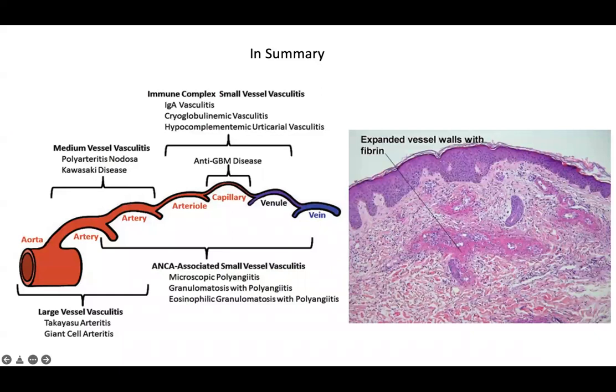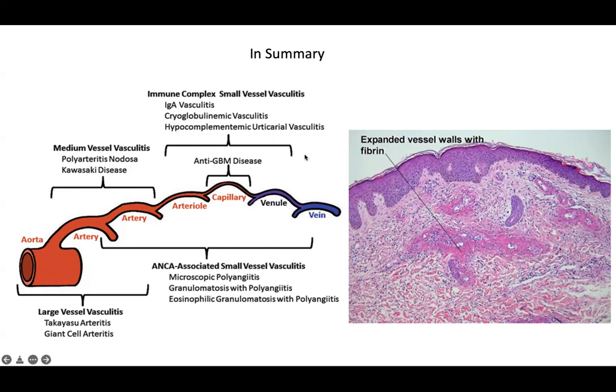So we've talked about a lot in this lecture. We've covered a lot of ground. But in summary, I would like to bring your attention to this cartoon again, which shows you how to organize the large vessel vasculitis, such as Takayasu's arteritis and giant cell arteritis, the medium vessel vasculitis, including polyarteritis nodosa and Kawasaki disease, the ANCA-associated small vessel vasculitis, including microscopic polyangiitis, granulomatosis with polyangiitis, and eosinophilic granulomatosis with polyangiitis, your immune complex small vessel vasculitides, including IgA vasculitis or Henoch-Schönlein purpura, cryoglobulinemic vasculitis, and remember that's type 2 and 3 cryoglobulinemia, and hypocomplementemic urticarial vasculitis, where patients have low levels of complement but still have vasculitis that looks like urticaria clinically.